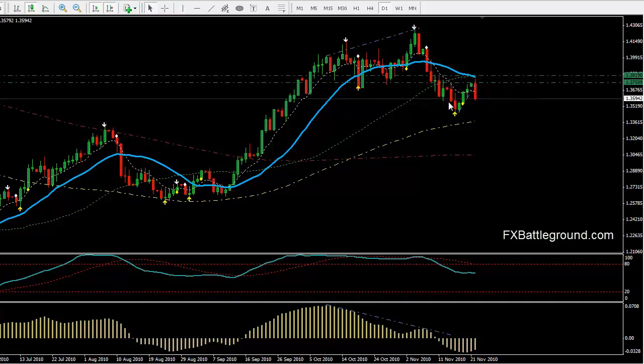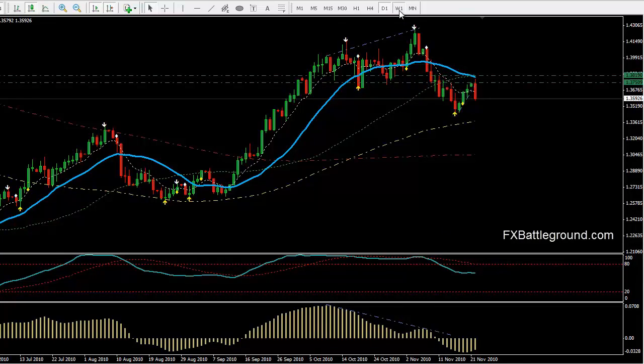This move down through this battleground area and then a return back up to a declining 20 MA is enough to take a play in my book. So the risk reward is there because we are overbought. It could mean a pretty substantial move down.